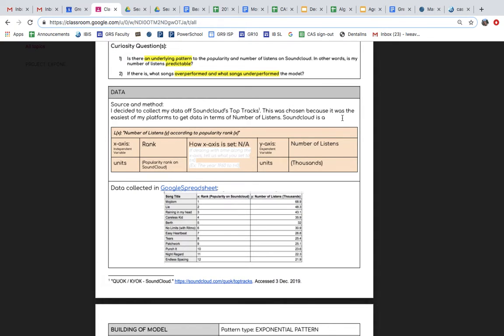For instance, SoundCloud. SoundCloud's not necessarily a household name, even though you might think it is. So what is SoundCloud and why is it a reliable source?